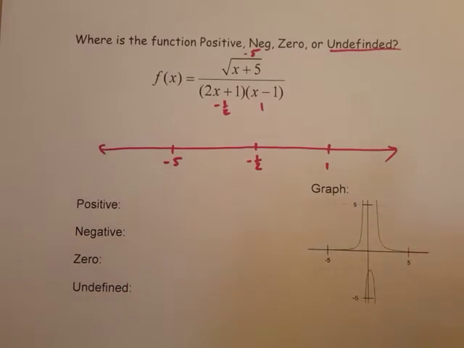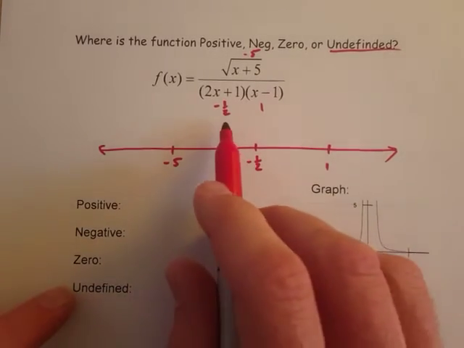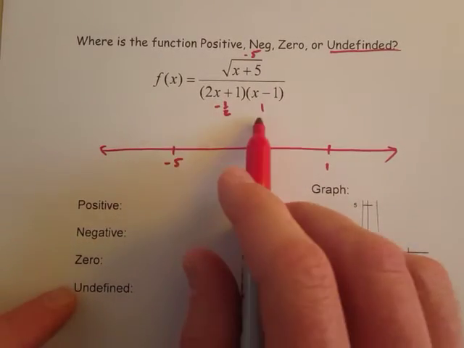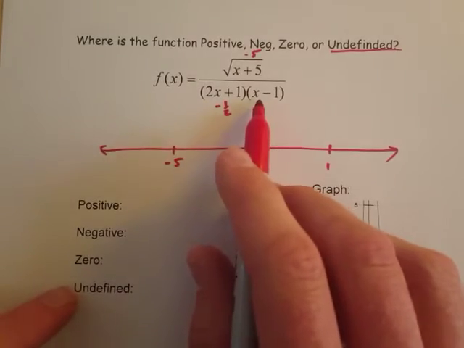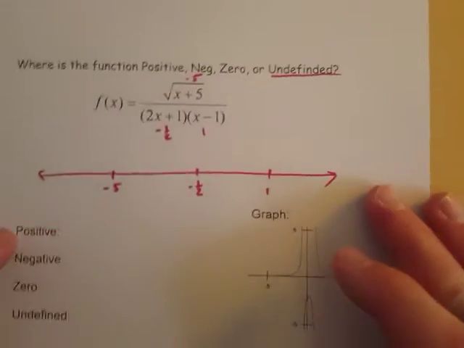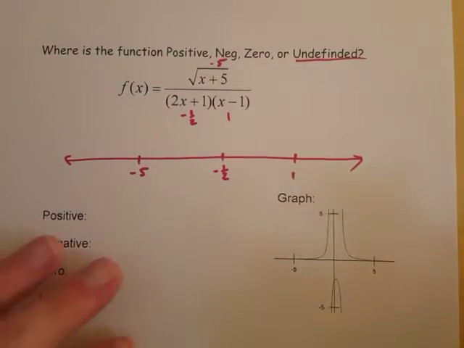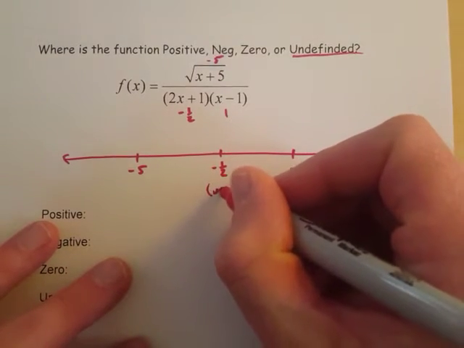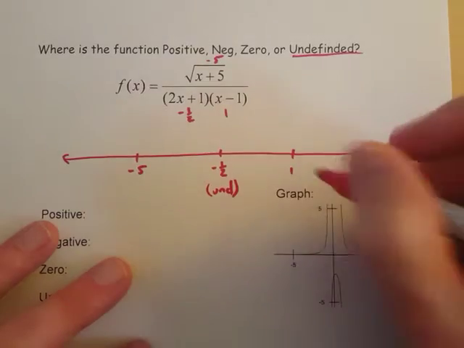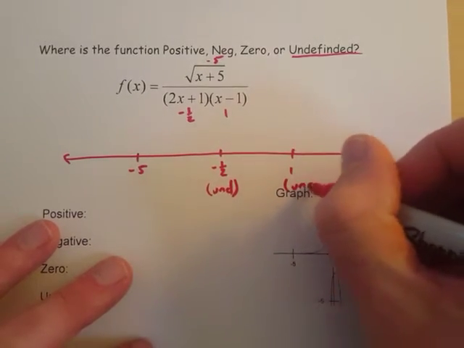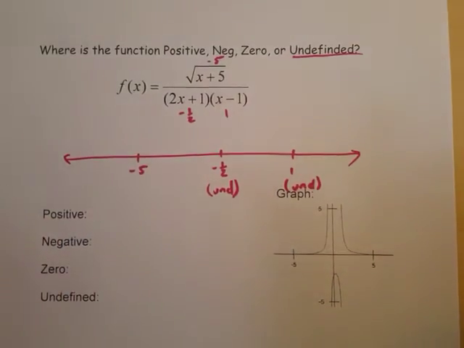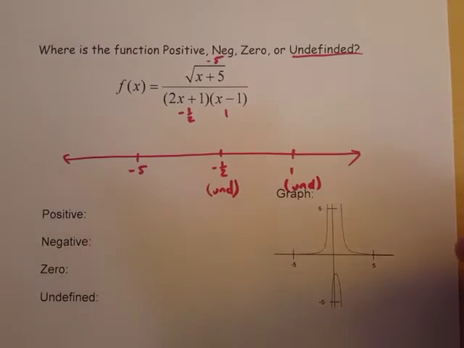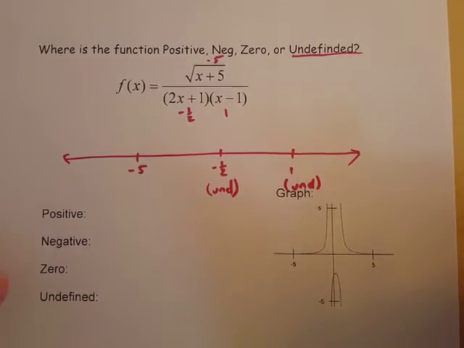Now, the thing that I want to point out today that's kind of important is these two on the bottom. We made those 0, and whenever you make the denominator of a fraction 0, it's undefined. So what I'm going to do on the number line, just to remind myself, is mark this as undefined and this as undefined, because they're not zeros actually, they're undefined points, and they'll represent vertical asymptotes on the graph.